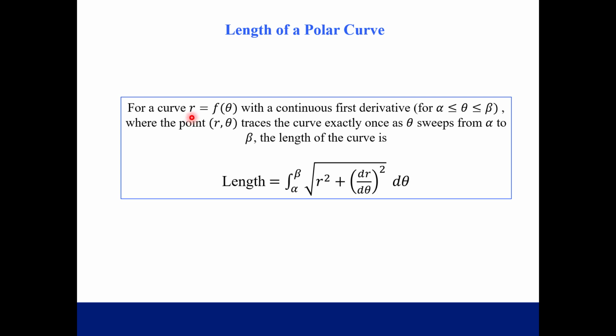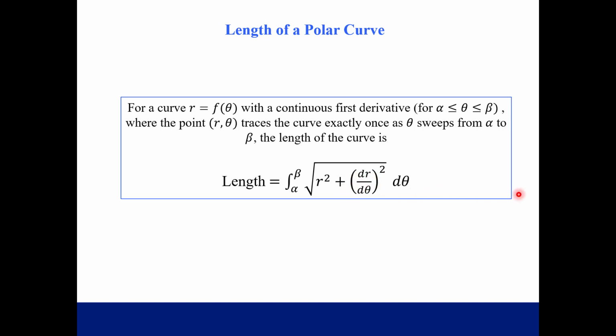Our curve is a function of our angle theta. We have to have a continuous first derivative between the two angles, alpha and beta, that we're looking at on our curve. And then the point r comma theta has to trace out our curve exactly once between alpha and beta. So basically we're not repeating loops or anything on our curve. If all of that's true, the length of our curve between those two angle values is this integral right here, where our integrand has the square root of our function r squared plus its derivative squared.